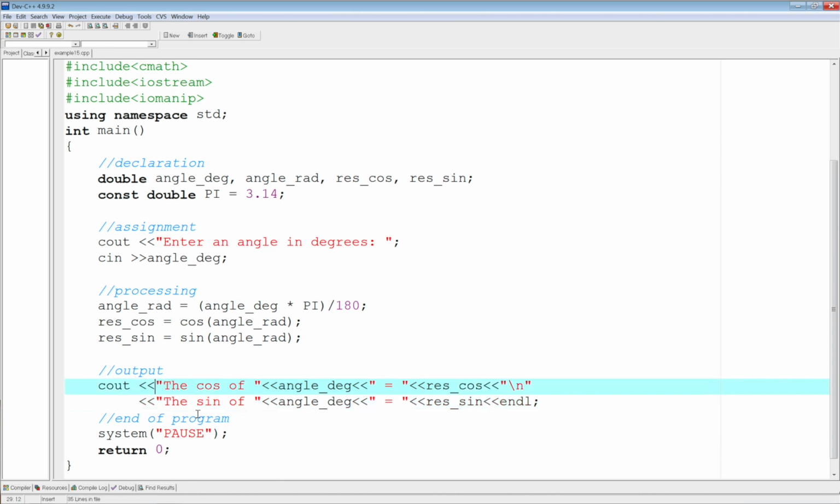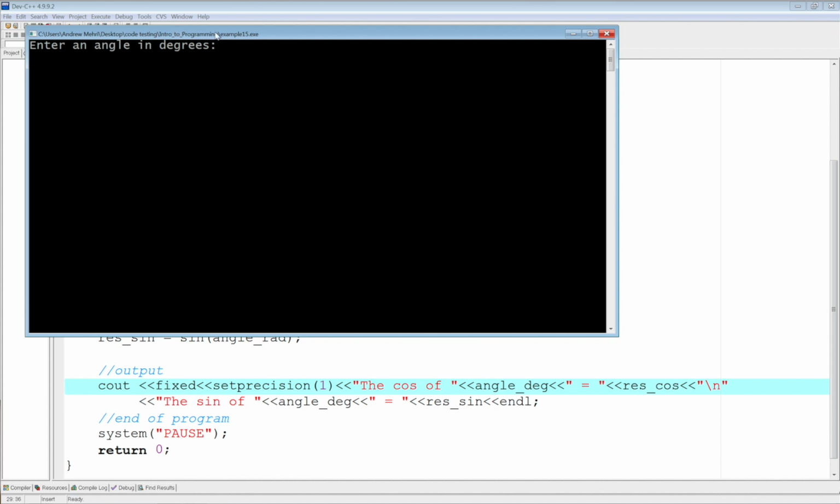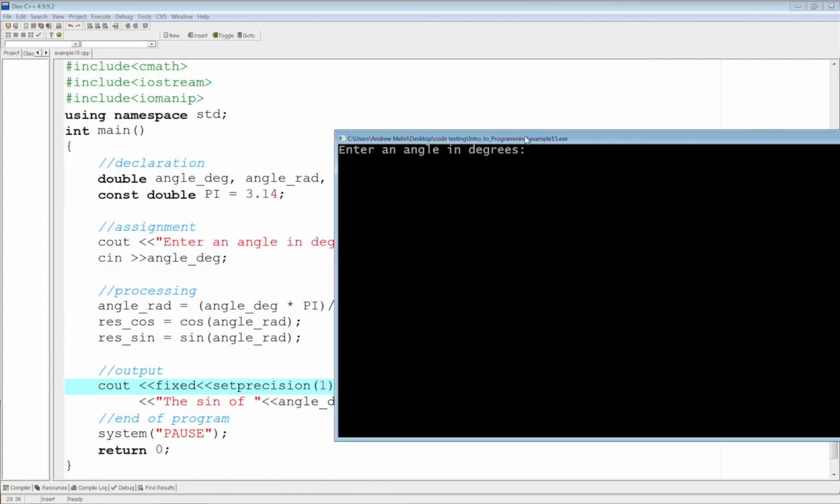So we could actually put a rounding right here. So fixed, set precision to 1. And this will apply for the whole cout stream. So now let's do this again. Compile and run. Now again, you have to compile this time since I made changes to the code, right?